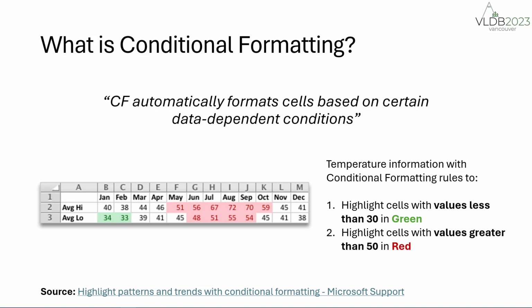Conditional formatting, abbreviated as CF, is a popular feature in spreadsheet environments that allows users to format cells based on data-dependent conditions. The example here shows two CF rules added on a temperature information table. The first rule formats cells less than 30 in green, while the second one formats values greater than 50 in red. Conditional formatting is a powerful feature improving the presentation and visualization of data in spreadsheets.